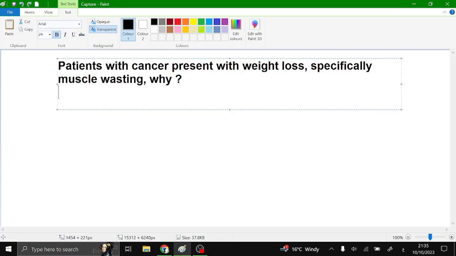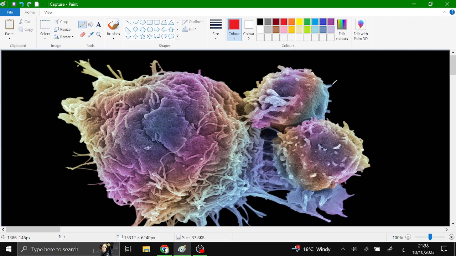Bismillah. So we have a patient who's got cancer and he's experiencing weight loss, specifically muscle wasting. So the question is, why do patients with cancer have muscle wasting? This is because the cancer cells produce mediators, and there are different types of mediators.